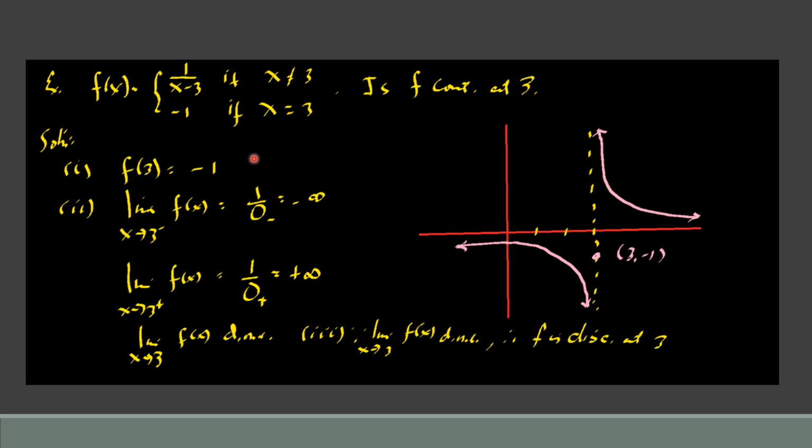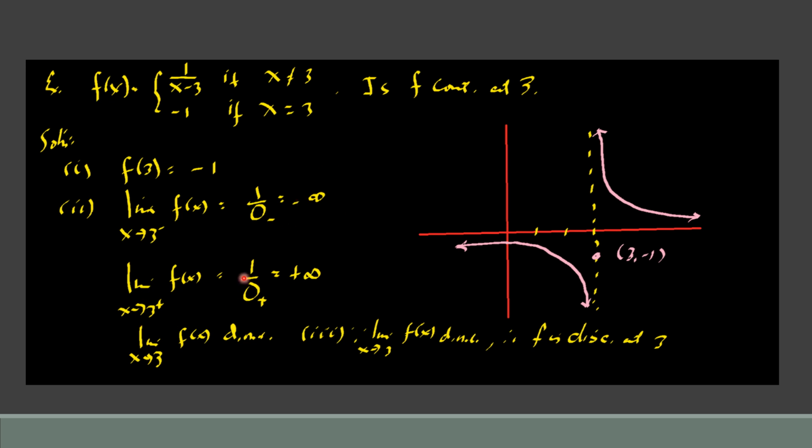Next, left and right of 3, we evaluate the limit. So we take the limit of 1 over x minus 3 as x approaches 3 from the left, meaning less than 3. So x minus 3 will approach 0 through negative values because x is less than 3. A number less than 3 minus 3 is of course negative. So 1 over 0 through negative values is negative infinity.